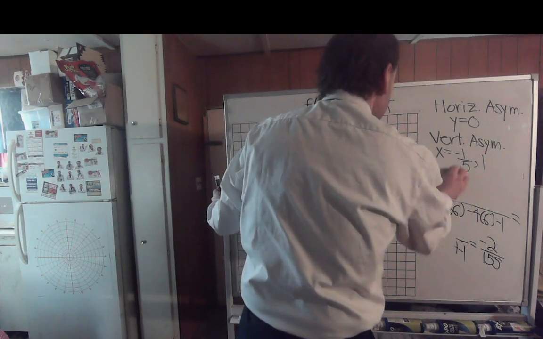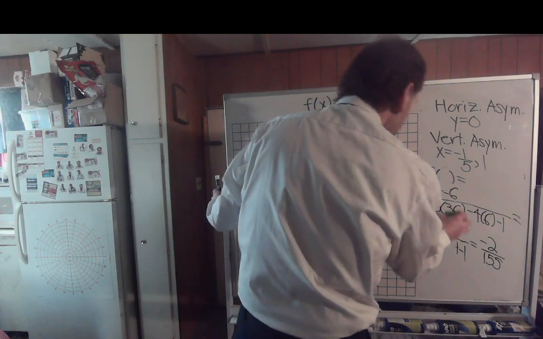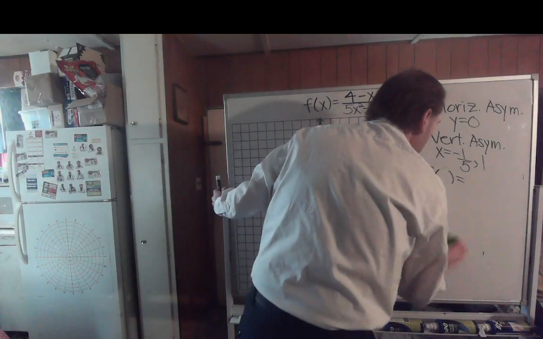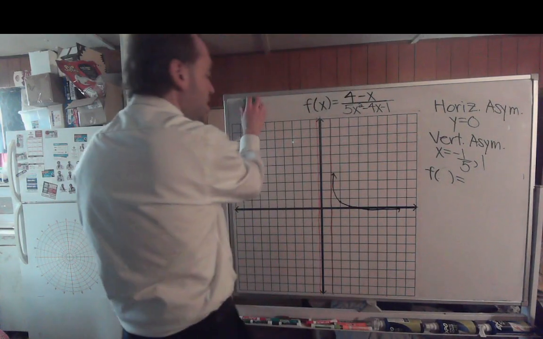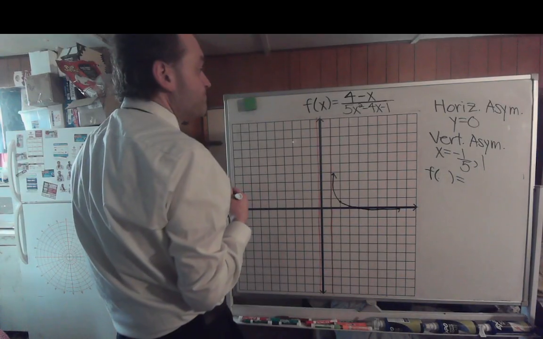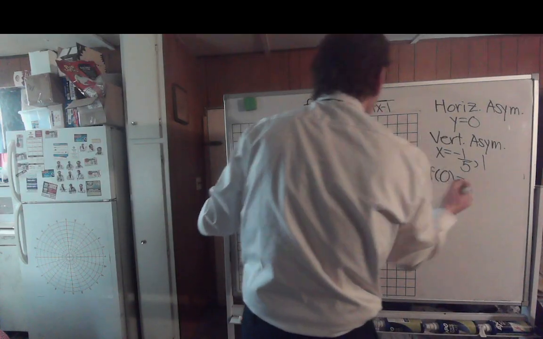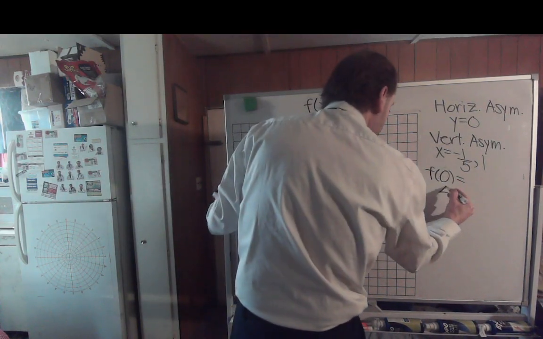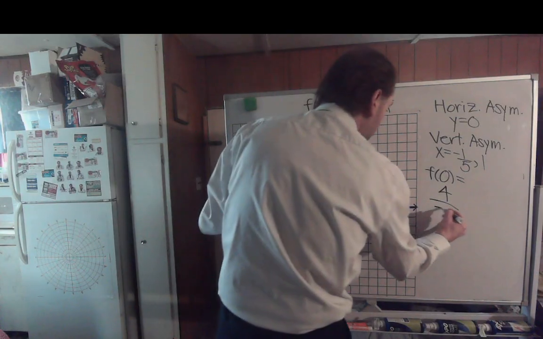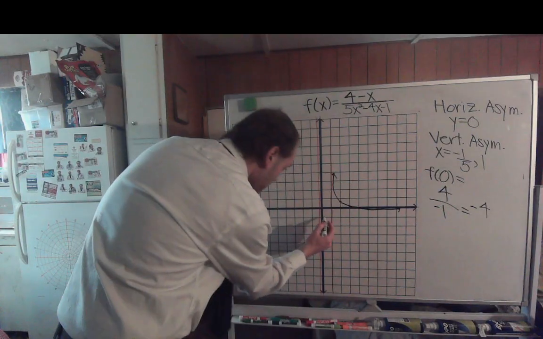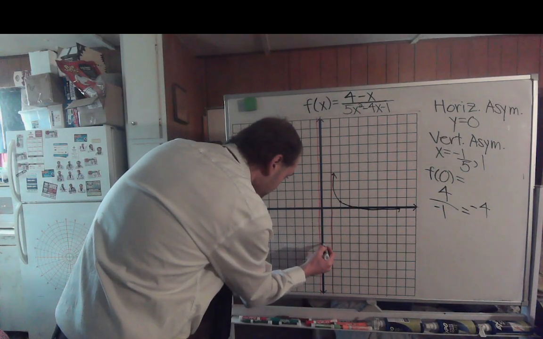Now, here's where we're really in for some fun. This is really going to get fun. What about when x is 0? So f of 0, well, that's literally going to equal 4 over negative 1. That would give you negative 4. So when x is 0, you'll end up getting negative 4.